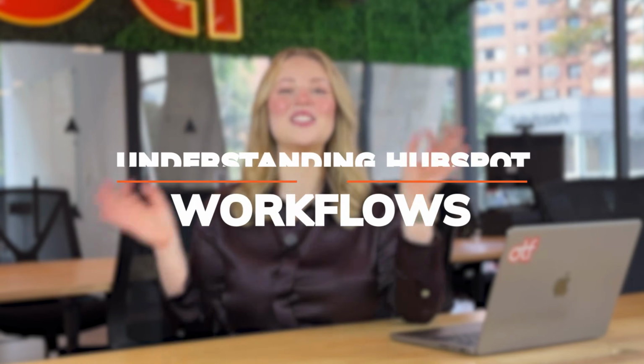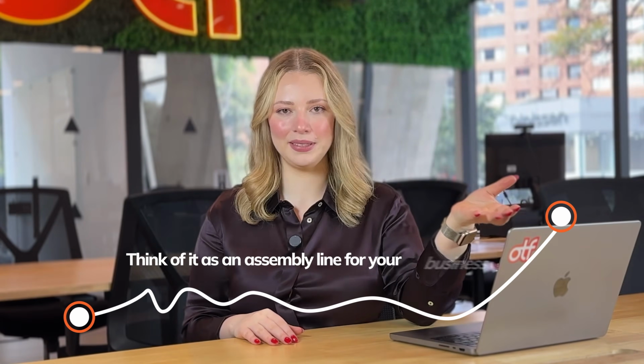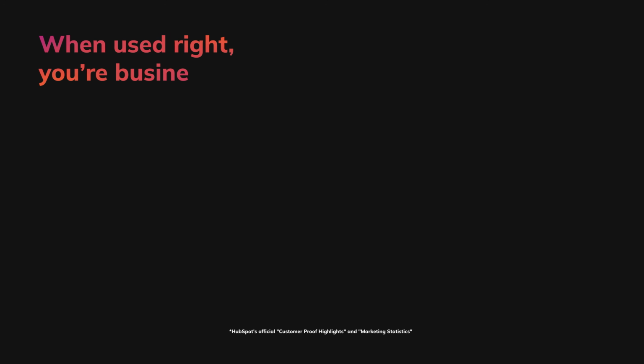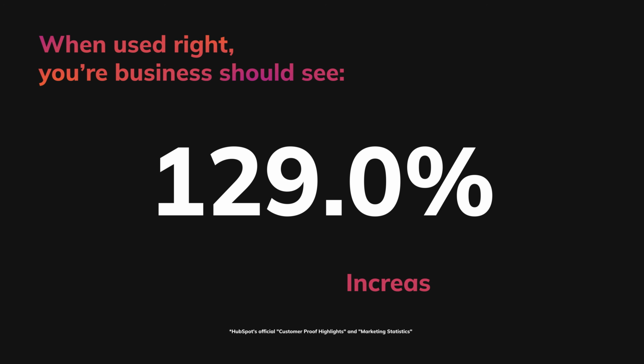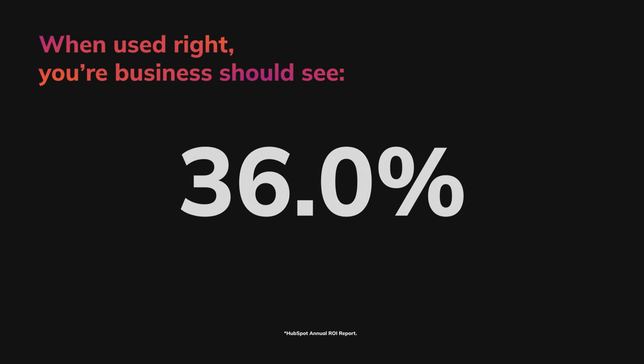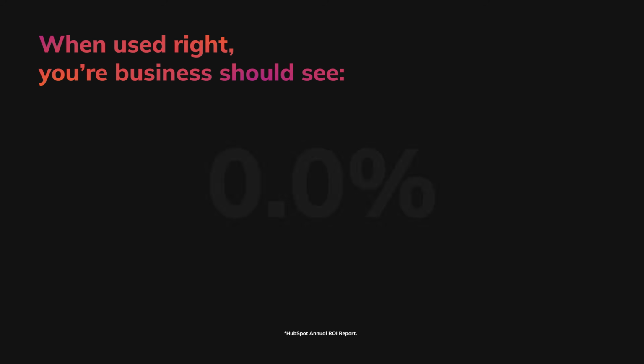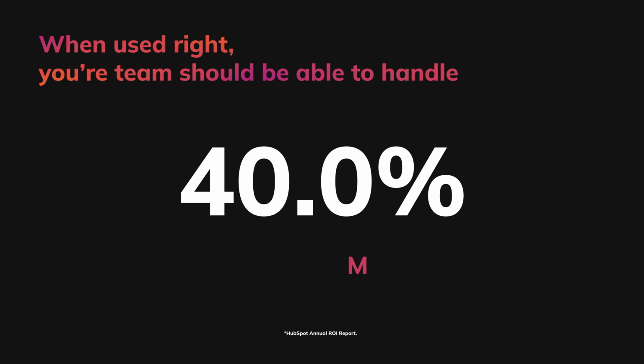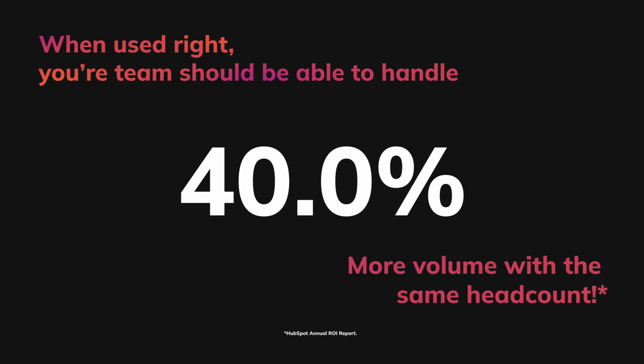A HubSpot workflow is your 24/7 assistant that runs on autopilot. Think of it as an assembly line for your business. When an event occurs, like your website's contact us form is filled out, it will automatically handle everything that happens next, such as sending an email, SMS, setting the lead source and lifecycle stages. And when used right, businesses see a 129% increase in leads, 36% more deals closed, 37% faster ticket resolution, and their team can handle 40% more volume with the exact same headcount.